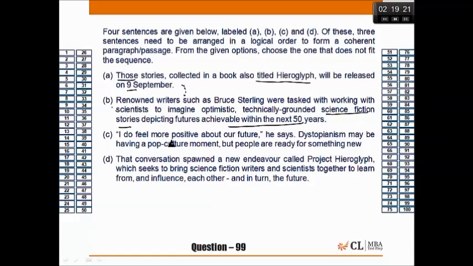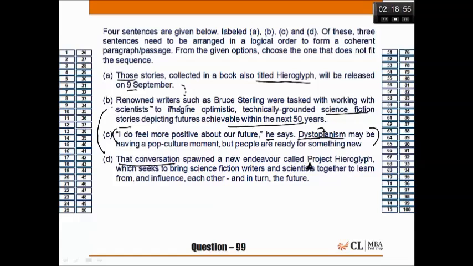I do feel more positive about the future, says, who's this guy? Acha, no, this guy says, okay, this is something else. Something may be having a pop culture one, but people are ready for something new. So this is completely out of place, okay. Let's see. That conversation, what conversation? This conversation. Okay, this conversation is it.